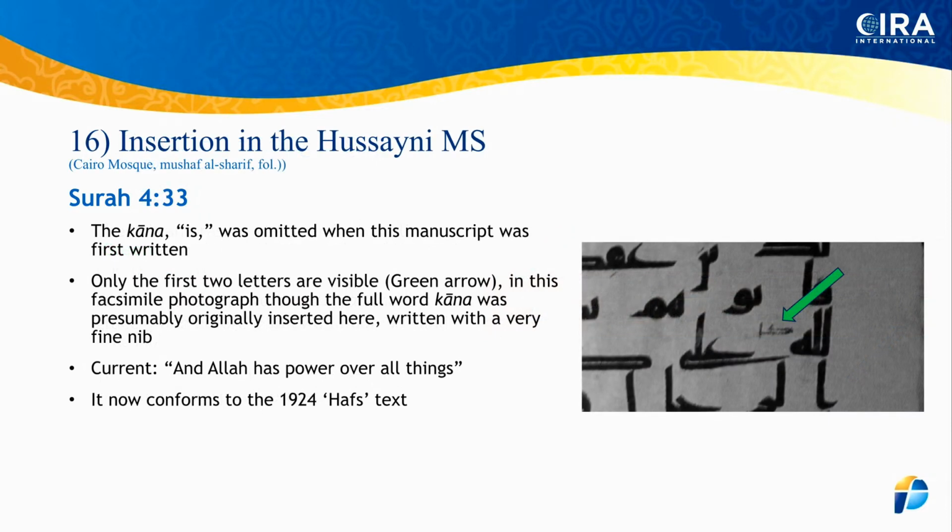This is the Husayni manuscript, which is in the Cairo Mosque, the Musaf al-Sharif as it's called. And this Husayni manuscript, Surah 4, Ayah 33. Now, the kana was omitted when this manuscript was first written. However, look and see where the green arrow is. Take a look where the green arrow is, and you'll see only 2 letters, the first 2 letters of kana are there. That's right. And that's interesting. We know the kana should be there.